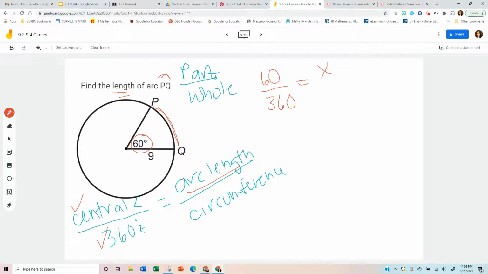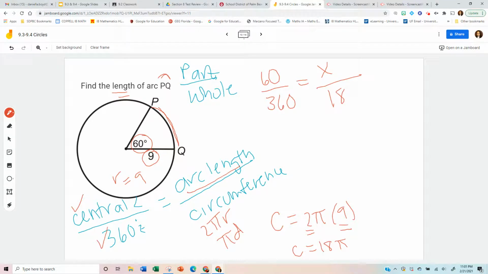Circumference has a formula. It is 2 pi r, or pi times diameter. You have both of these formulas. In this case, we have a radius. The radius is equal to 9. So I'm going to find the circumference. Circumference is 2 times pi times 9. Remember, multiply your regular numbers together, leave pi at the end, so you get 18 pi. That's my circumference, and that's what's going to go in the bottom right here.